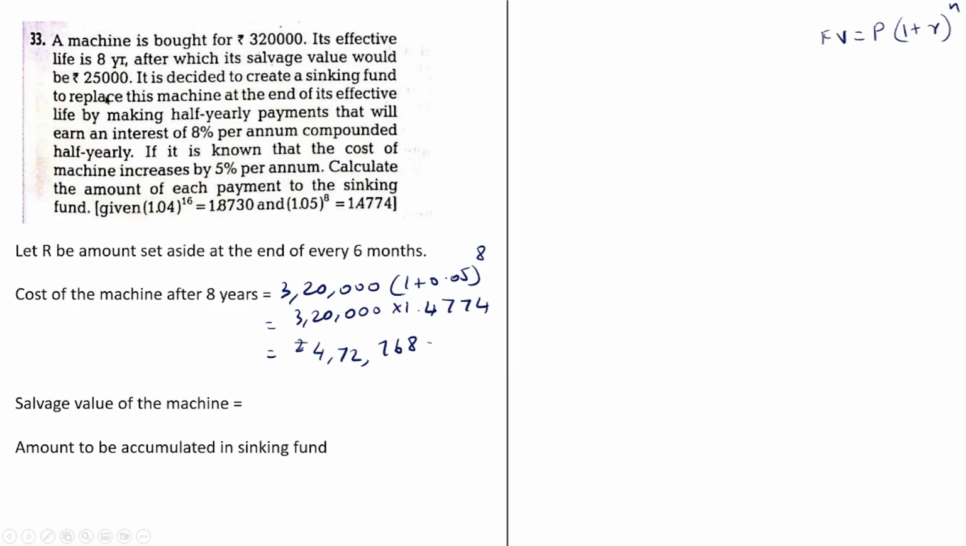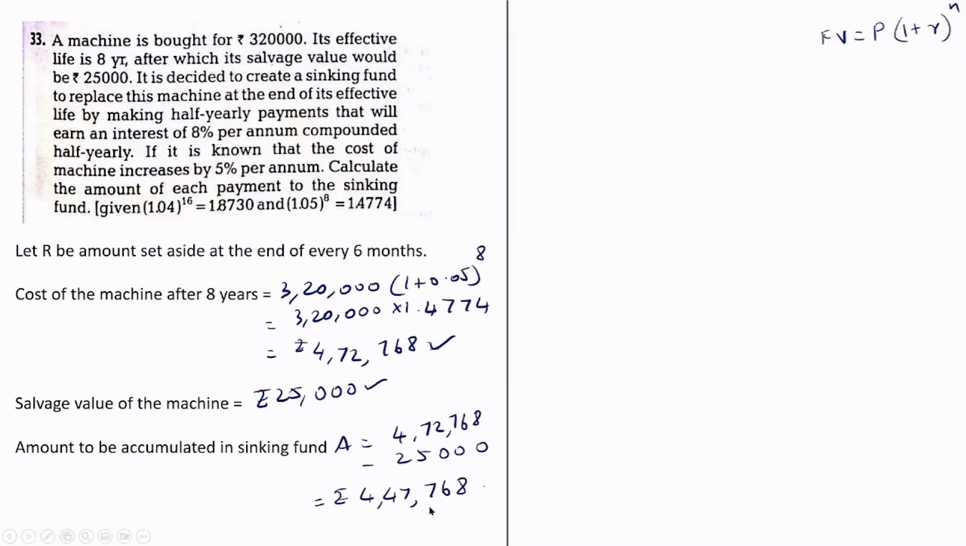And now the salvage value of the machine is given as rupees 25,000. So the amount to be accumulated in the sinking fund, A, is nothing but this cost minus the salvage value. So it is 4,72,768 minus 25,000. When we subtract, we get 4,47,768. So this is the amount to be accumulated in the sinking fund.